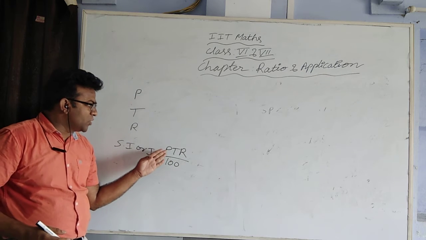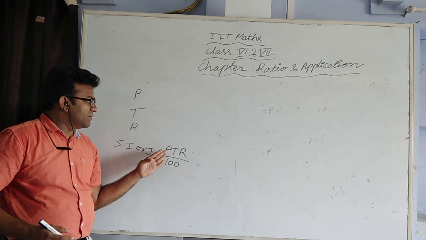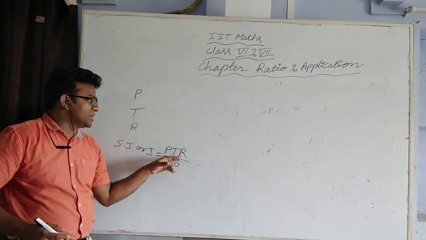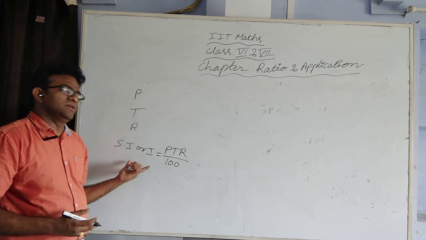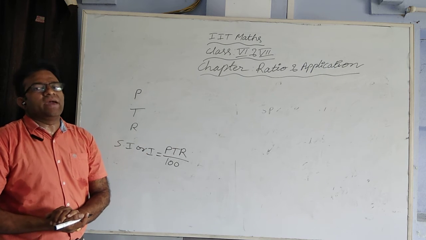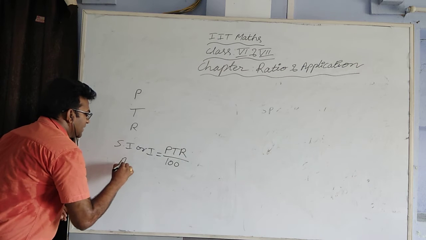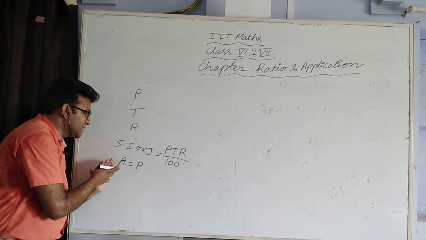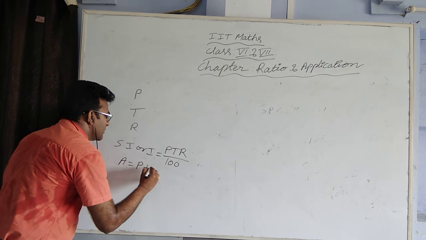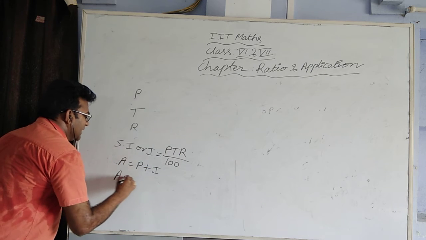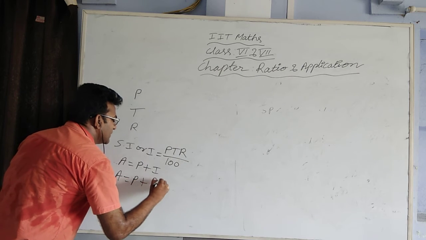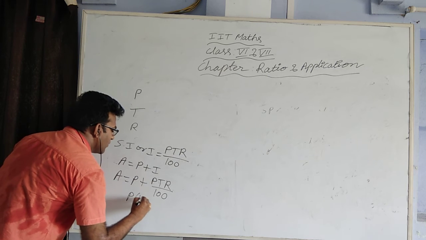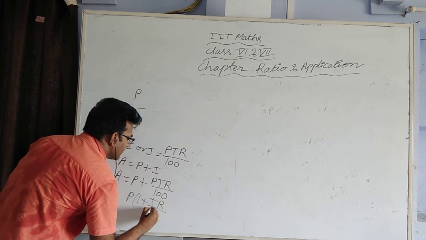The principal amount P collected for a certain time period T with some percentage of rate of interest is called simple interest. Next, amount on interest, which we represent as A. A is equal to principal amount plus interest. So finally A is equal to P plus PTR by 100. P will be common, so A is equal to P into 1 plus TR by 100.